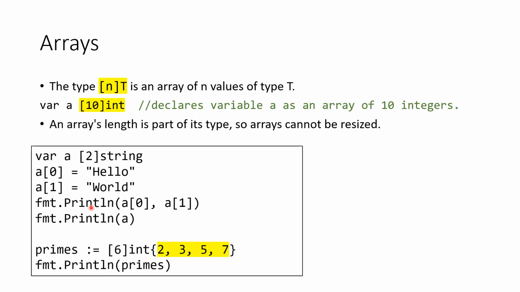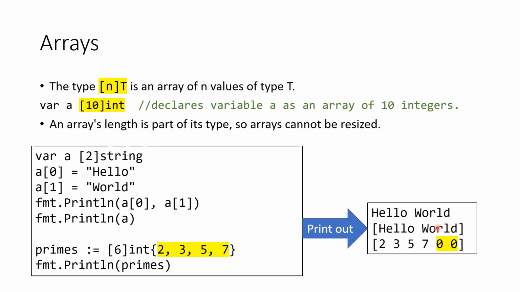The first Println statement in this code will print out the first 2 elements of the array a as 2 strings. And the second Println statement will print out the entire array a. And as you can see in the output, when it prints out the entire array, it will display the square brackets as well.